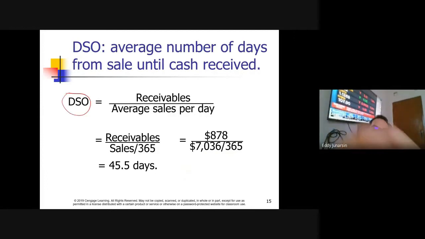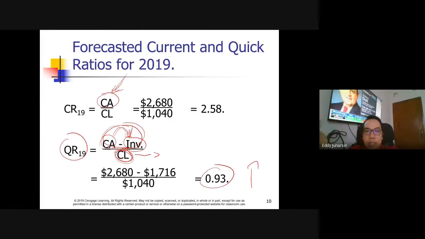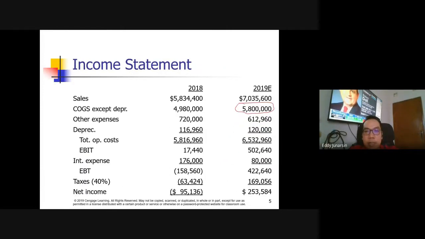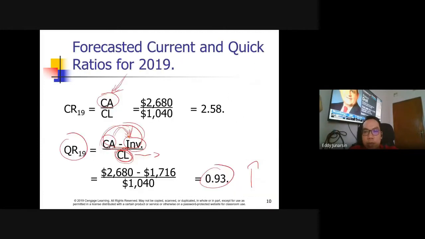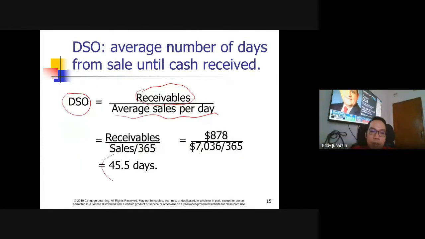So the next ratio is days sales outstanding, or you can call it average collection period, ACP. So how do we estimate this? Your accounts receivable divided by the daily sales. So your annual sales divided by 365. See here, accounts receivable 878 divided by the daily sales, so the 7 million divided by 360 or 365. So we get 45.5 days.